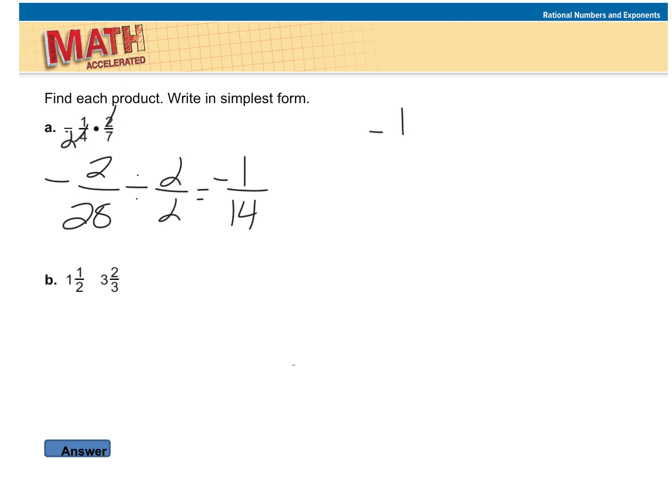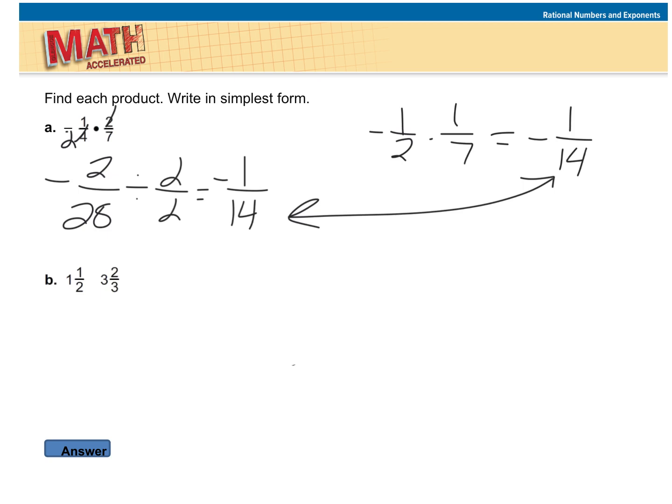So now we have negative 1/2 times 1/7. Multiply straight across. What do you get? Negative 1/14. So either way, you will get the same answer.